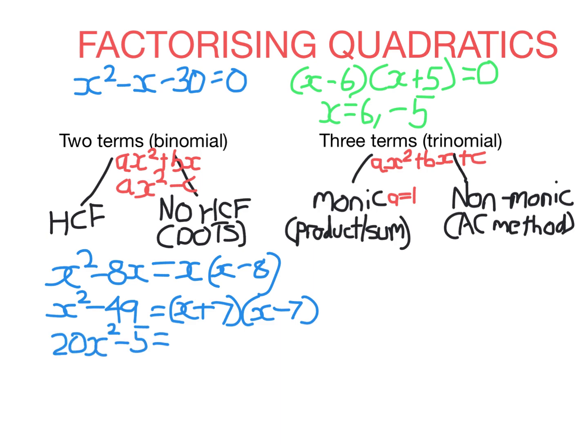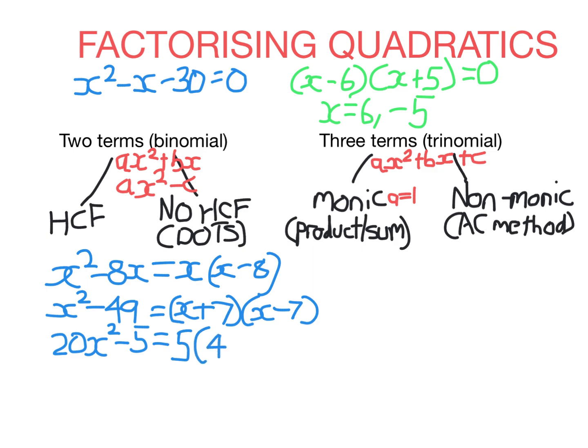So sometimes we will have to use both of the methods. So in order to avoid confusion, just always ask yourself, is there a common factor? Between this term and this term, the common factor is 5. So I put 5 out the front. What do I times by 5 to get 20x squared?